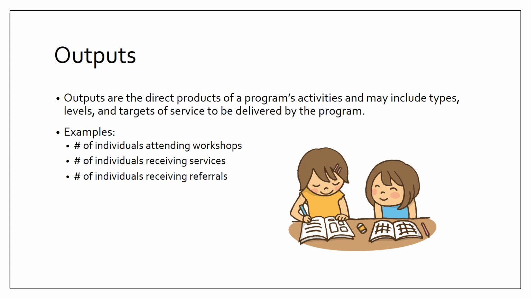For example, outputs associated with our fall prevention program might include a specific number of individuals who attend a fall prevention program or workshop, a specific number of individuals who receive home repair counseling or services, and a specific number of individuals who received a referral to a home repair or fall prevention source. So think about the number of people or the number of things that you're trying to achieve when thinking of outputs.